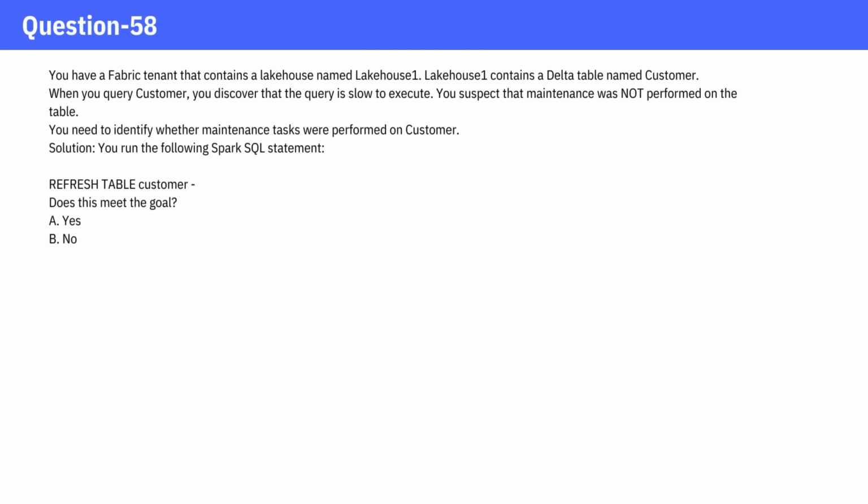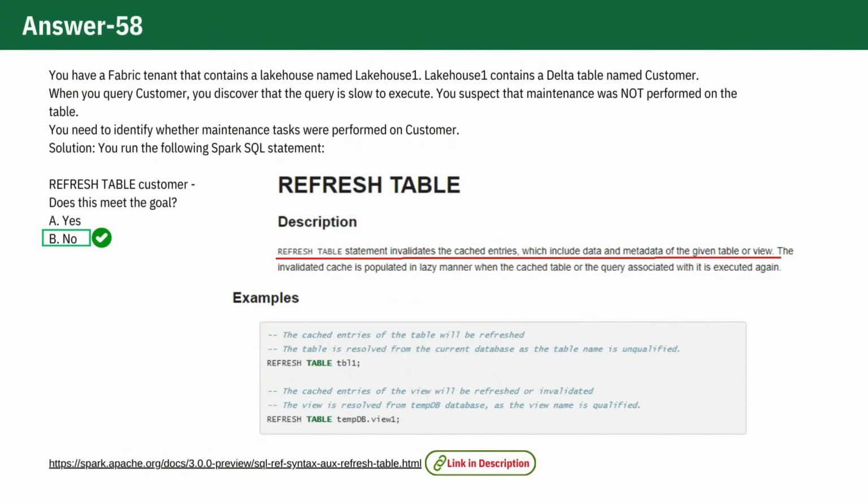Question 58. Solution. You run the following Spark SQL statement. Refresh table Customer. Does this meet the goal? A. Yes. B. No. The answer is no. Running the refresh table Customer command is used to update the metadata of a table and ensure that any changes to the underlying data are recognized by the Spark engine. However, this command does not provide information on whether maintenance tasks were performed on the delta table.